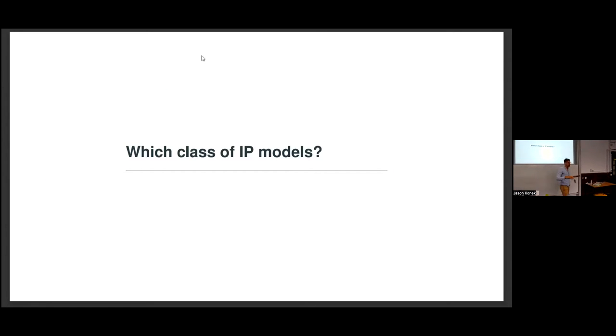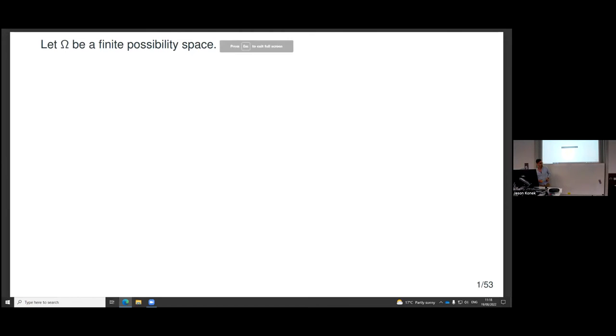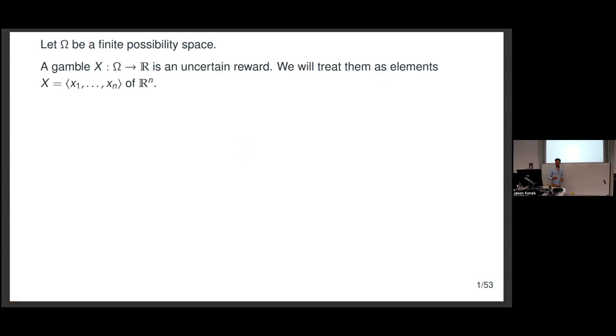Let me start by telling you, we're going to talk about accuracy for IP, which class of IP models. We're going to be focusing on sets of almost desirable gambles. We're only going to be working in a finite sample space. And again, we have gambles defined on the sample space. There are certain rewards. It's been a while since Monday, so I'm going to go over very quickly some of the stuff in Harris's lecture.